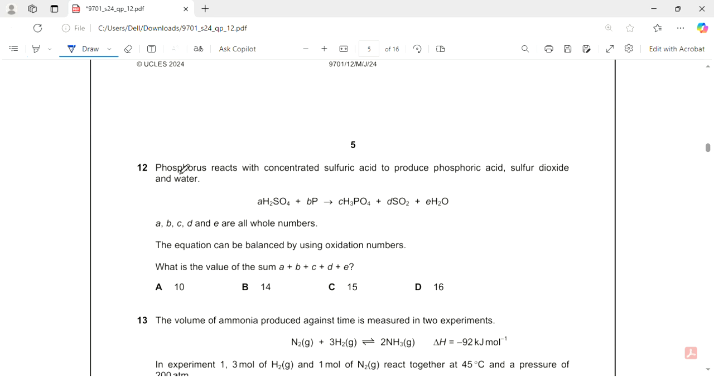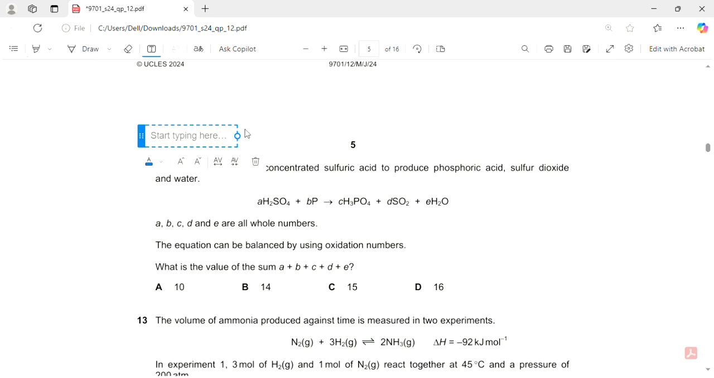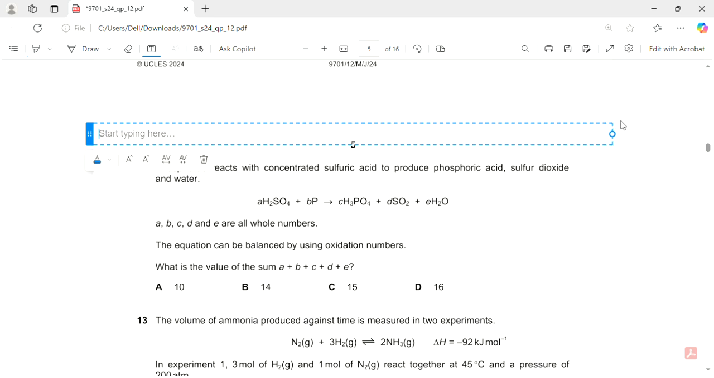Phosphorus reacts with concentrated sulfuric acid to produce phosphoric acid, sulfur dioxide, and water. It is a very lengthy question, but we can solve it by balancing it. I am just doing it here because it's one of the lengthy questions.